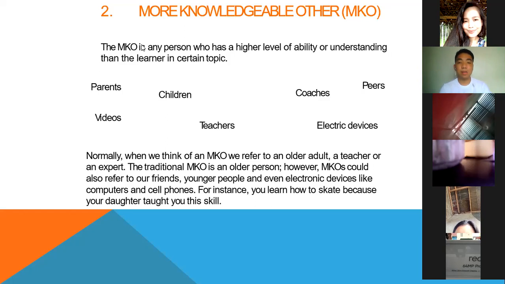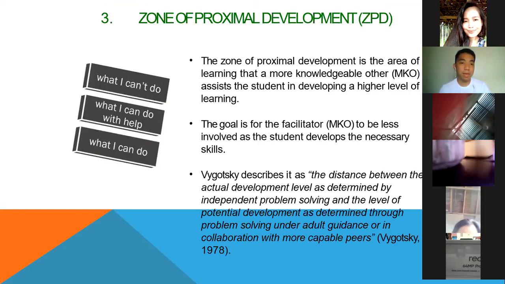So, the more knowledgeable other, then we have the zone of proximal development. The zone of proximal development is the area of learning in which a more knowledgeable other assists the student in developing a higher level of learning. For this one, they use the term student because imagine that we are in a classroom setting, teacher and student. So the assistance that the MKO gives to the student is called the zone of proximal development.